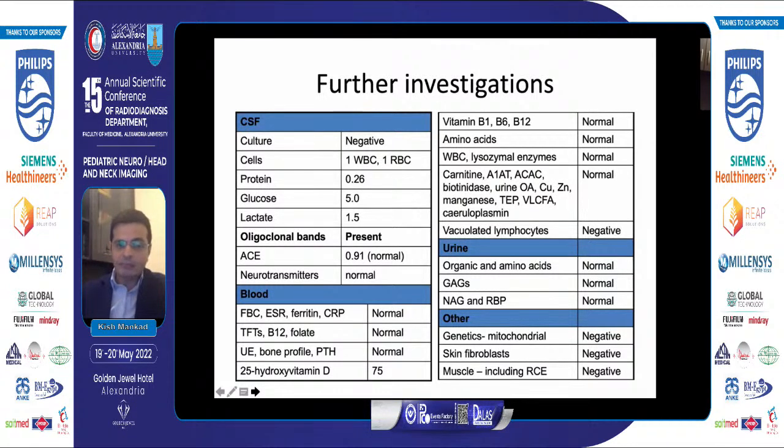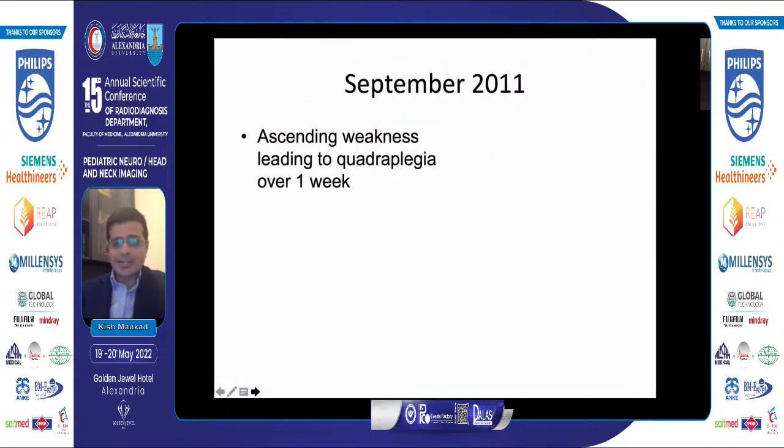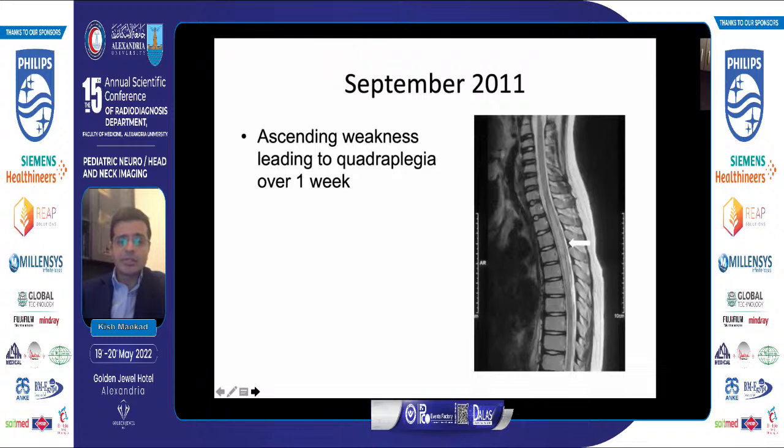The CSF had oligoclonal bands present, and this was marked as false positive. The patient went on to have high-end genetic testing and biopsies for mitochondrial disorders. Nothing was found. At which point in time, I want you to think, where are we headed to? Because the radiologist is scratching their head, the clinicians are scratching their head. We've not come to the final diagnosis, and whilst we are still thinking, the child continues to deteriorate quite a lot.